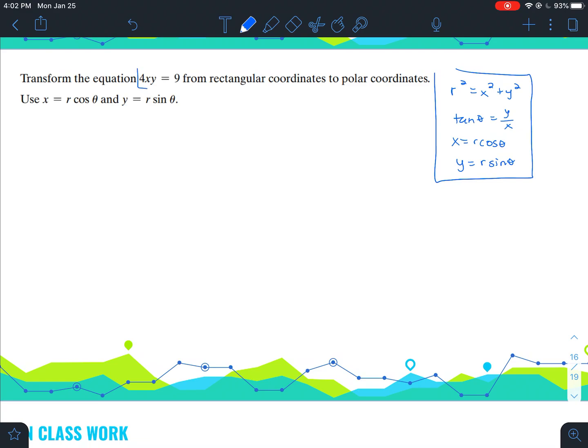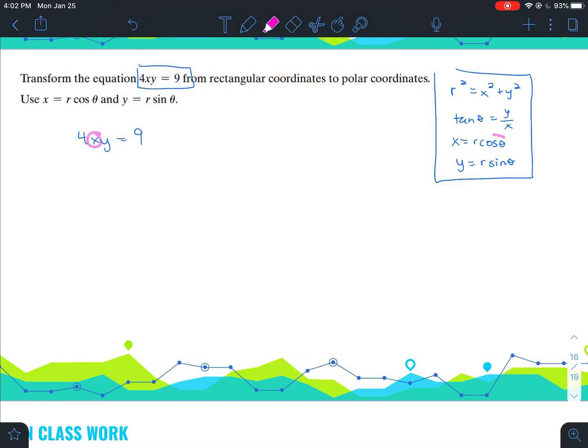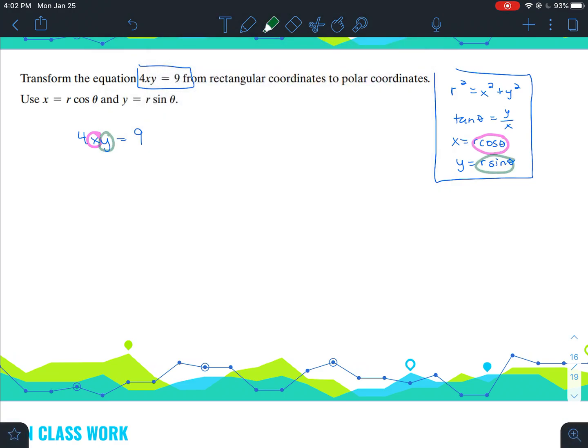So we're starting with 4xy equals 9. Well, we can substitute in for both the x and the y. For x, I can substitute in r cosine theta, and for y, I can substitute in r sine theta. So this equation would become 4 times r cosine theta times r sine theta equals 9. Now, r times r is r squared, so 4r squared cosine theta sine theta equals 9.